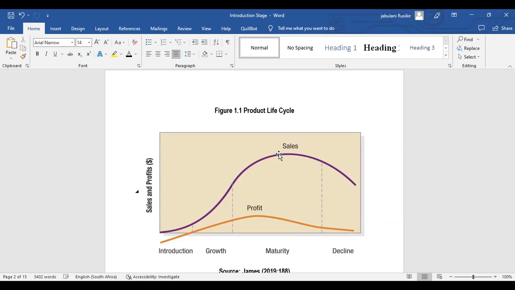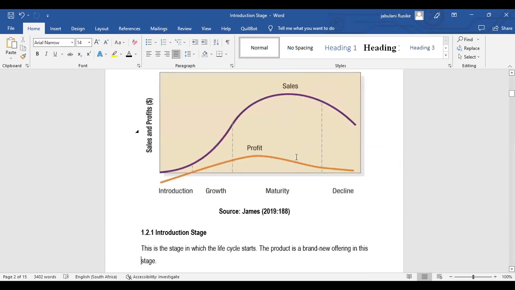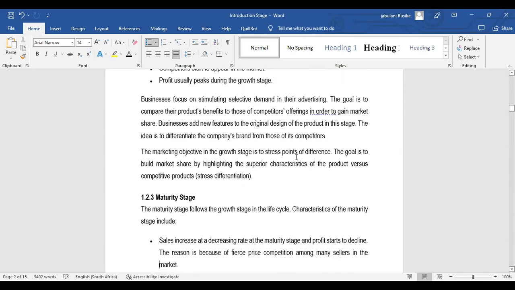So maturity is when the sales are at the peak, but this is when they are about to slow down. The sales are at the peak, but they are just about to slow down, because in a way people are becoming a little bit fed up with your product. That's the reason why you have to be innovative.